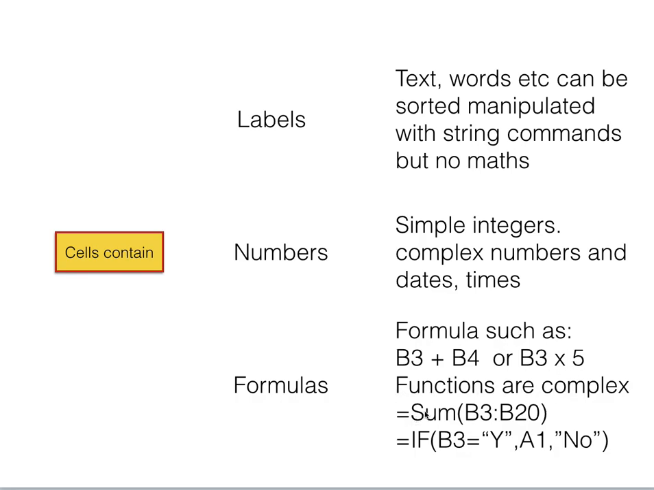Simple formulas, or can use some more complex functions. Some simple ones like sum all the numbers in the row B3 to B20, or start to do some comparative manipulation, an if statement. So if the value in B3 equals the character Y, then in this cell put A1, if not put no.